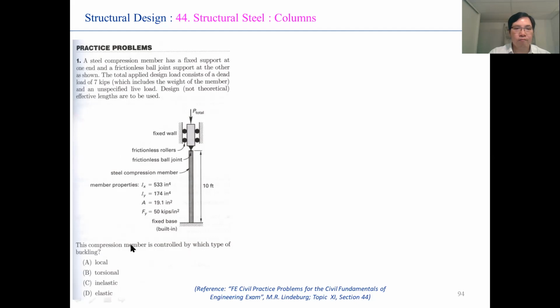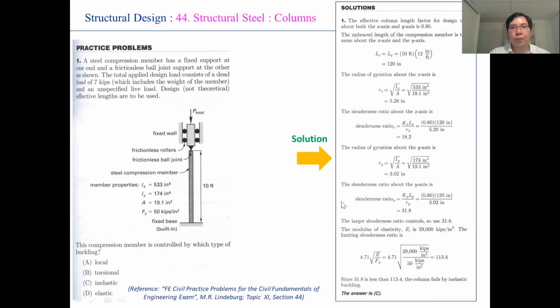And the question is asked, this compression member is controlled by which type of buckling? So for this problem, you can firstly calculate the unbraced length of the compression member by this equation.